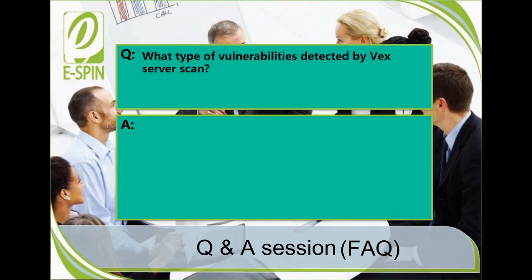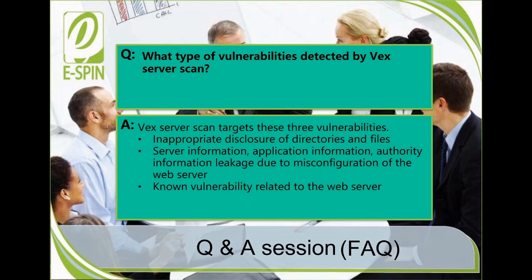Question 4. What types of vulnerabilities are detected by Vex server scan? Vex server scan targets these three vulnerabilities: inappropriate disclosure of directories and files, server information, application information, and authority information leakage due to misconfiguration of the web server, and known vulnerabilities related to the web server.